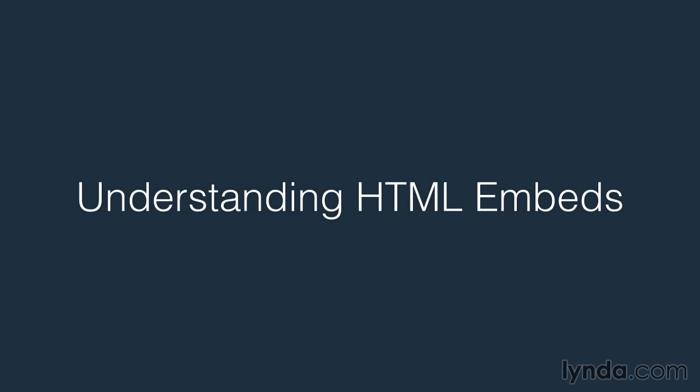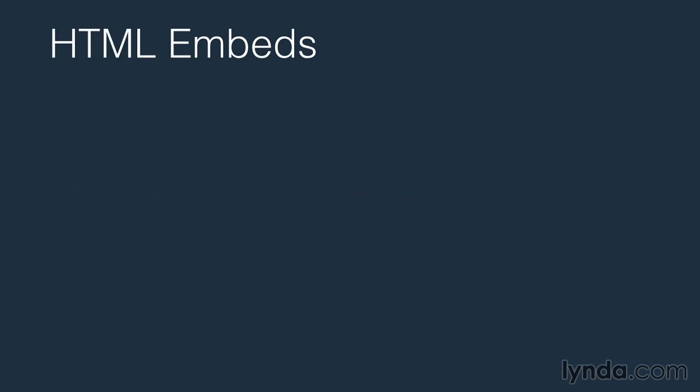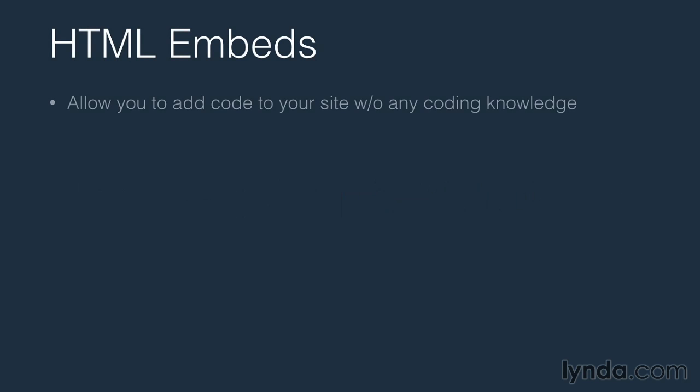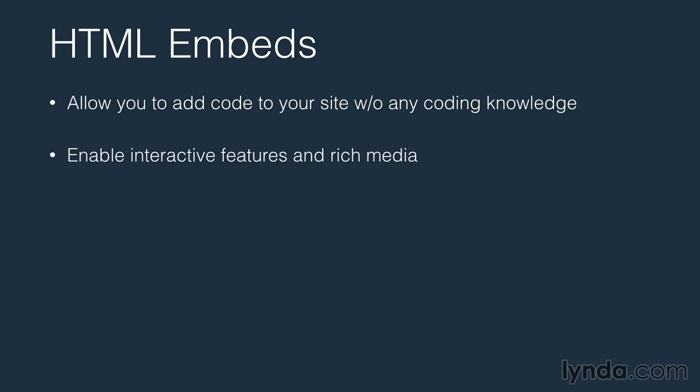Adobe Muse website. But before we actually get started using HTML embeds, let's talk a little bit about what they are first. So HTML embeds have a lot of different things going for them. First of all, they allow you to add code to your site without any coding knowledge whatsoever. And they enable certain interactive features and also rich media that you can display on your website as well. And they have a very simple implementation process wherein you just copy and paste directly from a website and into Muse, and you get this really magical thing happening.